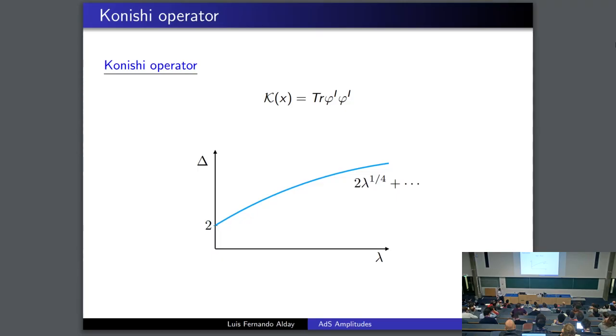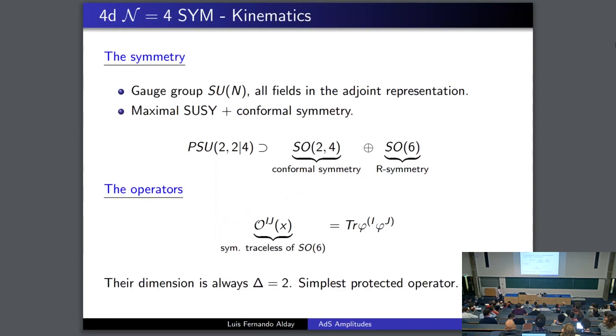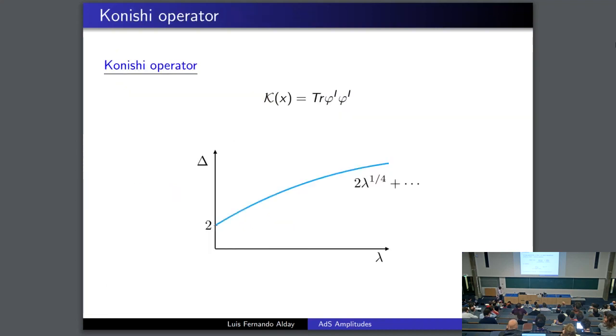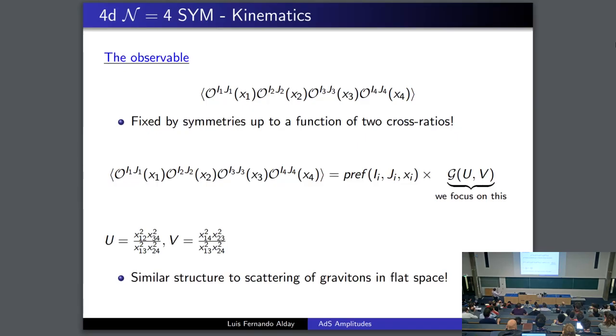Beautiful. So what we are going to do now is take 4 of these operators here, and consider the 4-point correlator of these 4 protected operators in N=4.